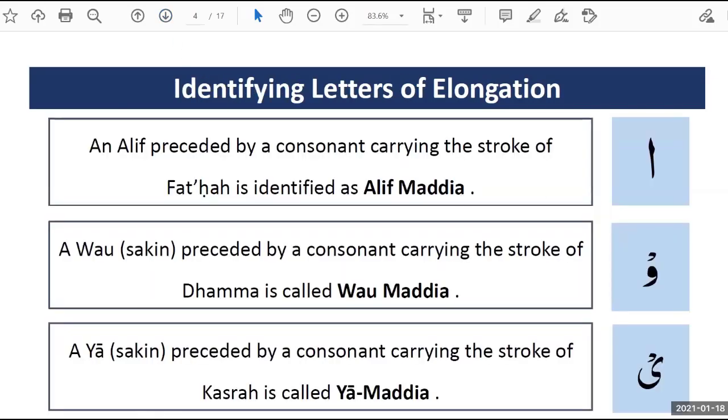But how do we identify these letters of elongation? Whenever an alif is preceded by a consonant carrying the stroke of fatha, it is identified as alif madda. Similarly, if waw sakin is preceded by a consonant, and consonant here just means a letter, carrying the stroke of dhamma, then the waw sakin will be called waw madda. Similarly, if ya sakin is preceded by a letter carrying the stroke of kasra, then it will be called ya madda. And that is how we identify the huruf al-mad or the letters of elongation.